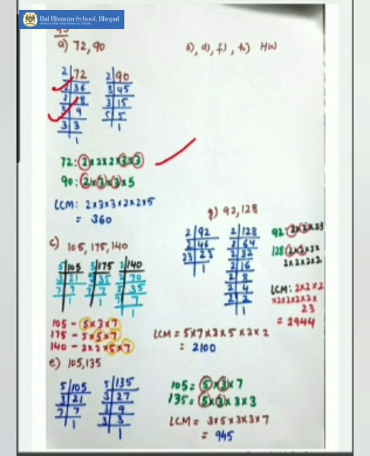Similarly, I am going to find out the prime factorization of 90, which is 2 fours are 8, 1 remaining, it becomes 10, 2 fives are 10, 3 ones are 3, 3 fives are 15, and then 5 ones are 5. So I have written the prime factorization of 72 and 90.